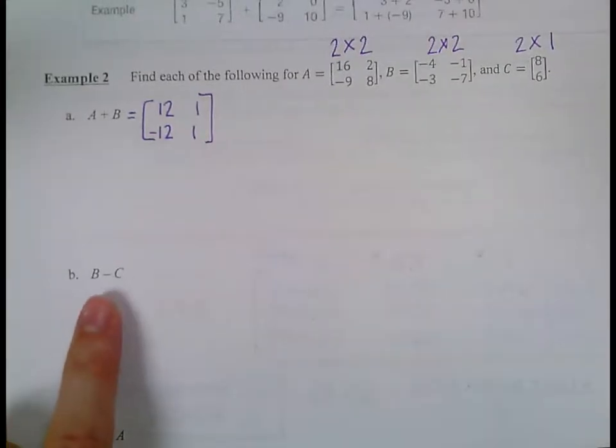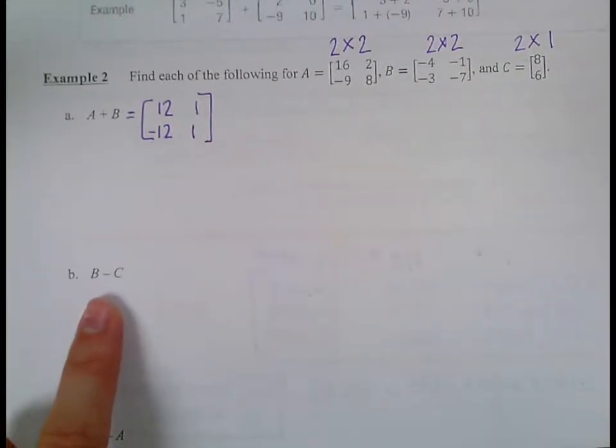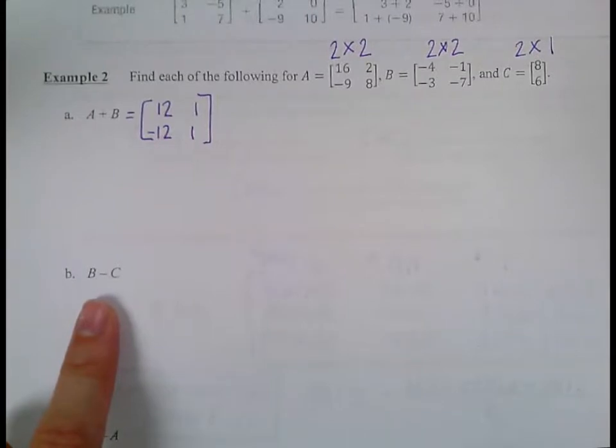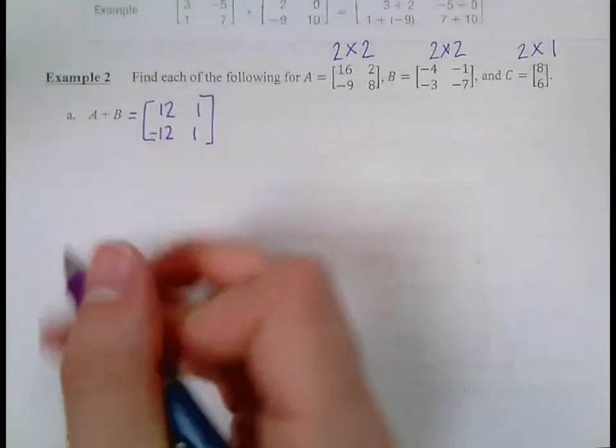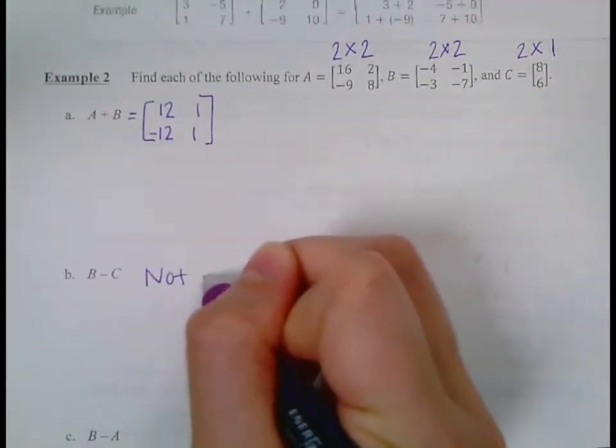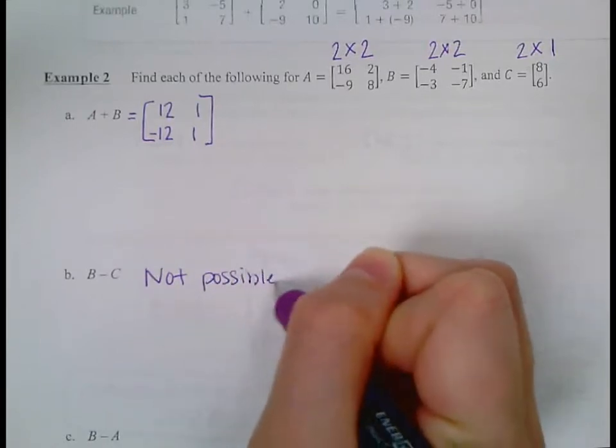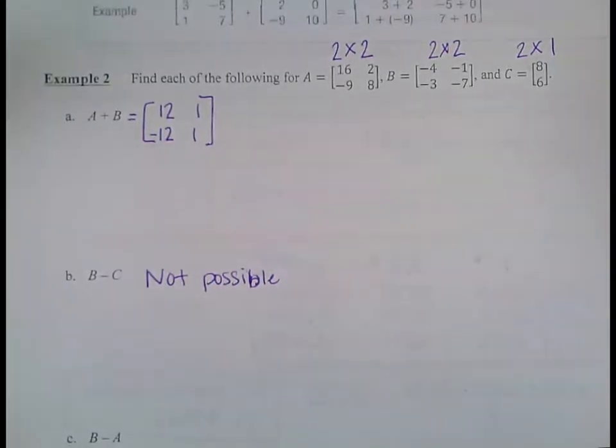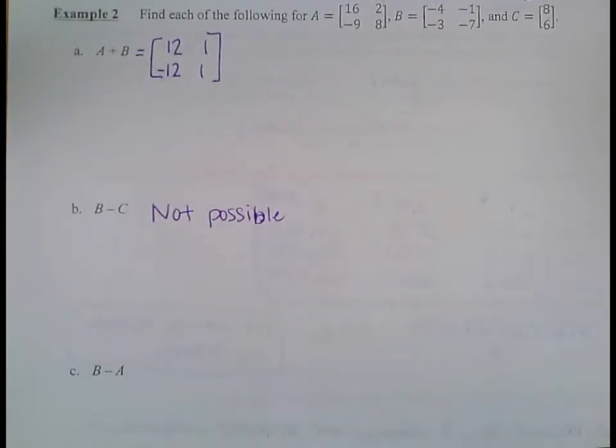All right, part B, matrix B minus matrix C. First of all, can we subtract those 2 matrices? No, they have different dimensions, so this is not possible. Or you could write impossible as well. They do not have the same dimensions, so you cannot subtract them. And that hopefully makes sense if you're supposed to add or subtract the corresponding elements. If they're not the same size, you're unable to do that.